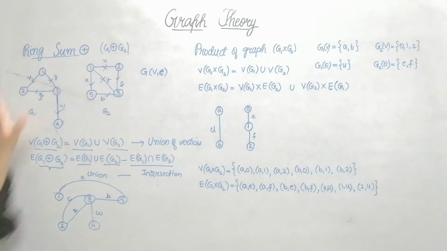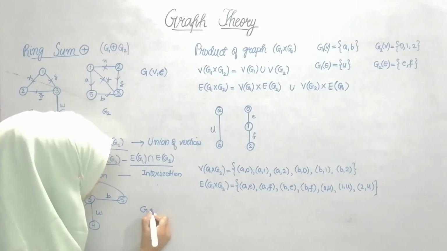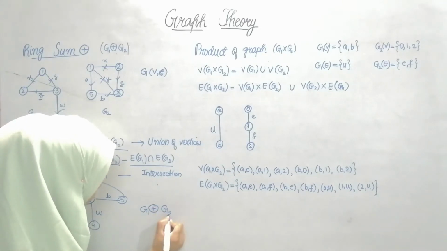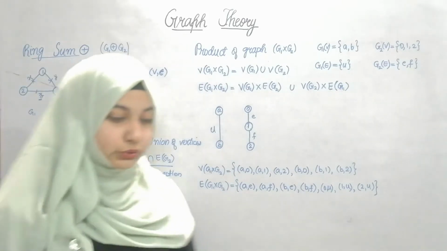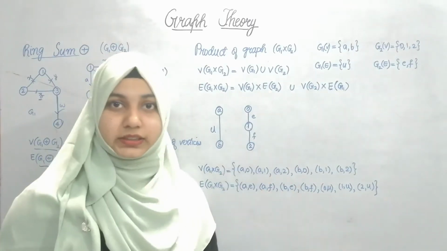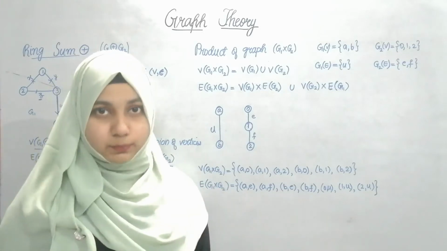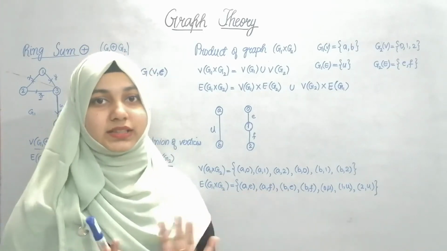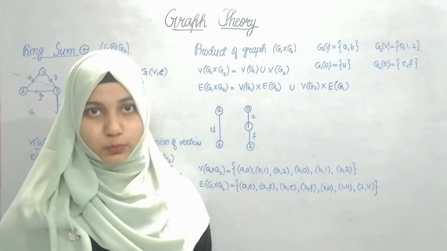All the edges are done, completed, all the vertices are done. So this is your final graph, G1 ring sum of G2. Very simple, only you need to keep in mind that you are going to include only those edges which are either in G1 or in G2 but not in both. Whereas for the vertices, the vertex set will be as it is, the combination of both.